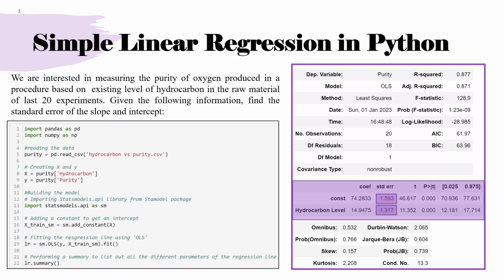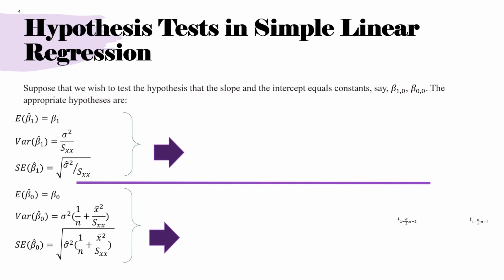Looking at the results on the right, we can see that in addition to the reported beta-0 hat and beta-1 hat values in the coef column, Python reports the standard error values for the least squares estimators. As mentioned earlier, knowing the standard errors allows us to quantify uncertainty and perform hypothesis tests. Suppose we want to test whether the intercept and the slope are equal to some specified constants. In practice, this often means testing whether a coefficient is equal to 0, which corresponds to asking whether that term has a meaningful effect on the response variable.